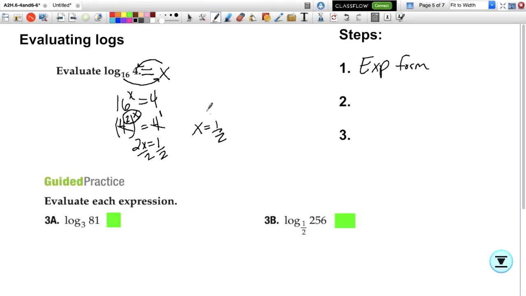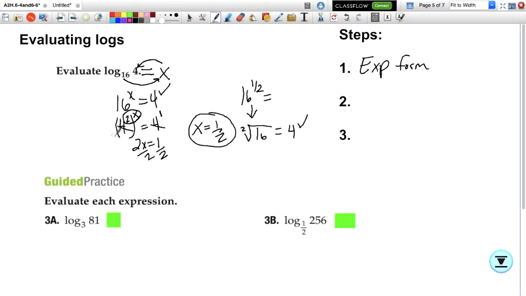Okay, and hopefully you're like, oh yeah, I totally get that, right? If we have 16 to the 1/2, if you think back to what we did in chapter 5, anything that has a fractional exponent means that it can be rewritten in its radical form. We take our denominator, that becomes our index, so it's the square root of 16 to the first, or just 16, and the square root of 16 is 4. It totally works out.